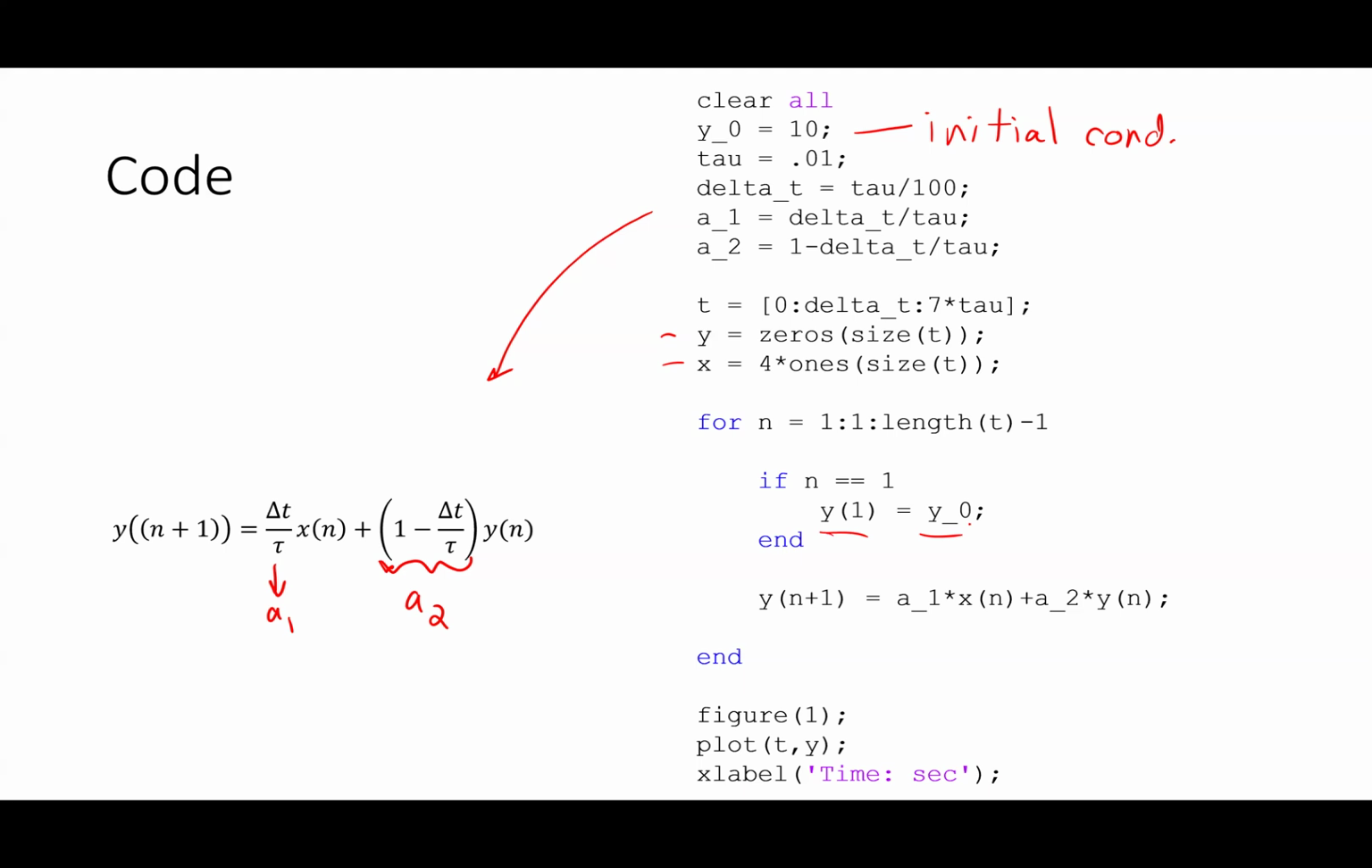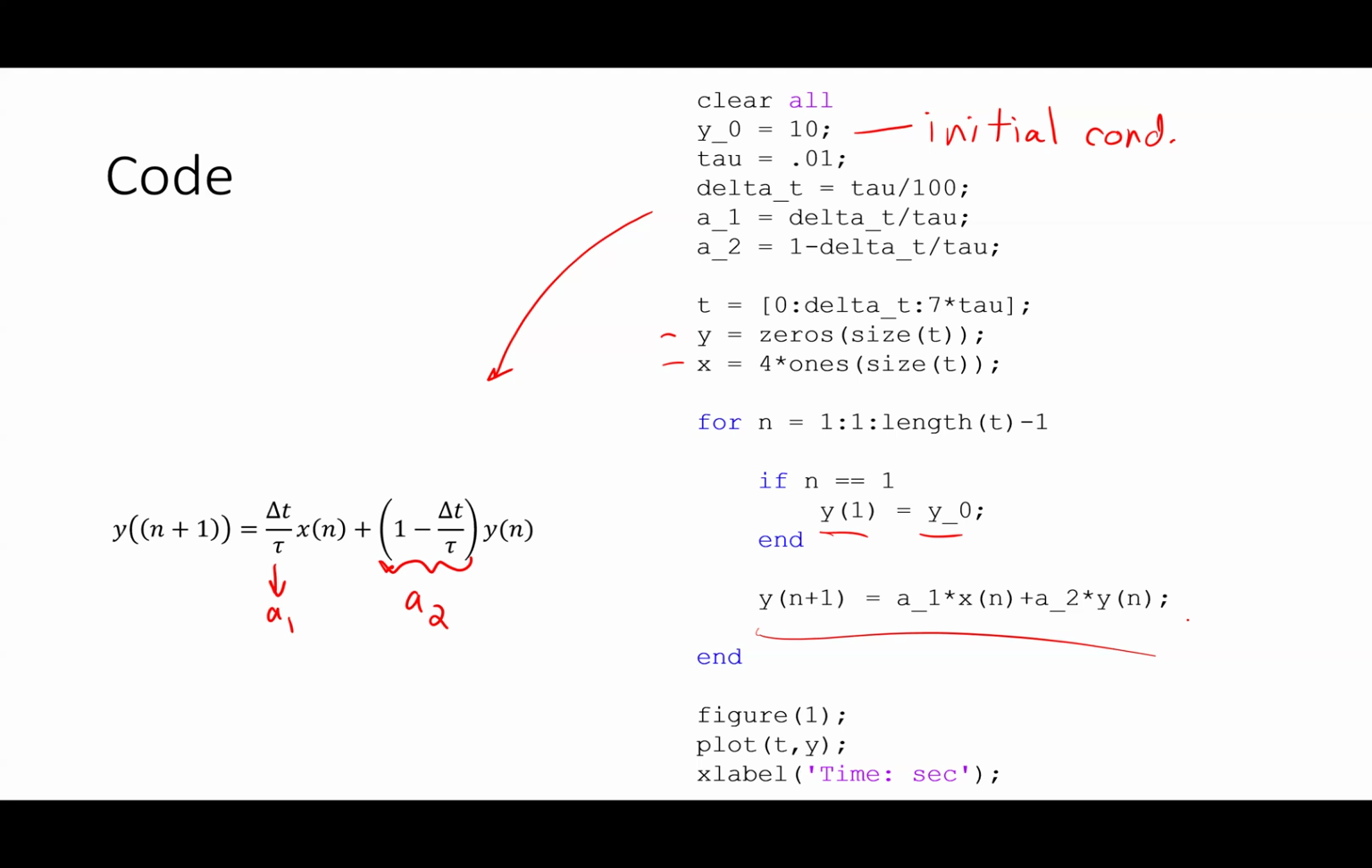If I was solving for y of 0, that would depend on the value of x at some negative time, and the value of y at some negative time. We're just told that before the input was applied, the initial condition was 10 volts. So the first entry is equal to the initial condition, and then everything thereafter is solved for with this value. So I have that if statement there.